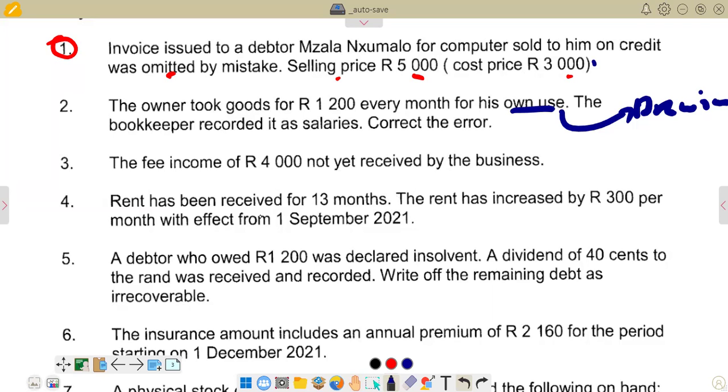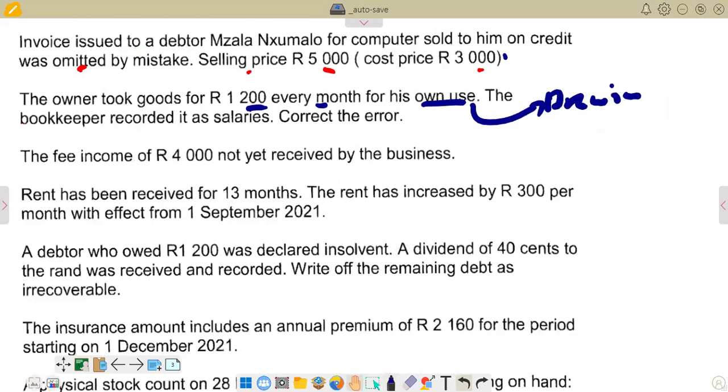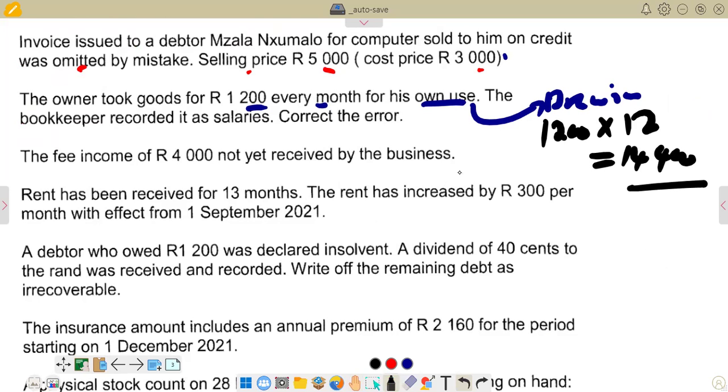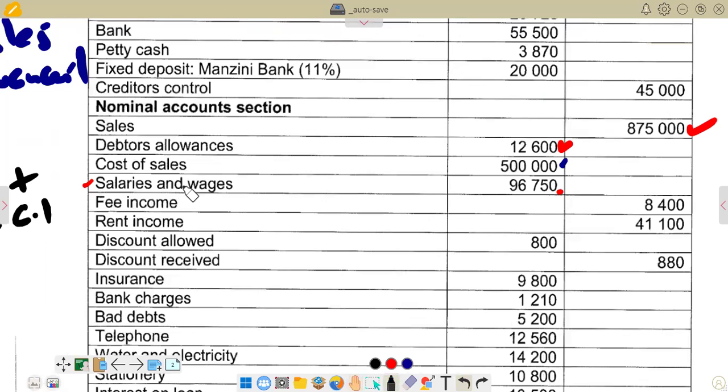So we are told that the drawings were 1,200 per month, and we know that in a financial year we've got 12 months. So we have to calculate the total drawings for the year. So total drawings: 1,200 per month, and we've got 12 months, so multiply by 12. If you multiply by 12, we get 14,400. So this is the figure that is inside salaries and wages. So you need to subtract it. Salaries and wages is 96,750, and we are going to subtract 14,400 so that we get the net figure.